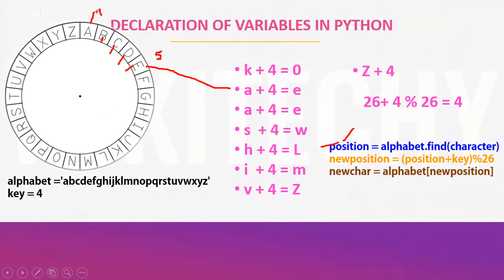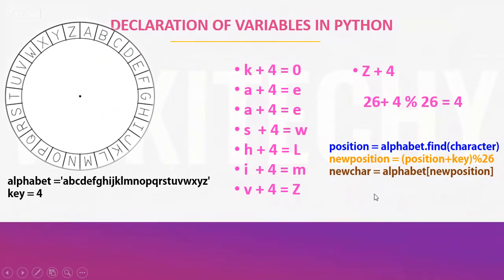Okay, so 1 is there. 1 plus 4, percentage of 26, will give 5 here. So that is the formulation to find the new position. And afterwards, the alphabet of the fifth position in the array is E. So the fifth position is 5, and I got my E value here. This is how I'm trying to manipulate.